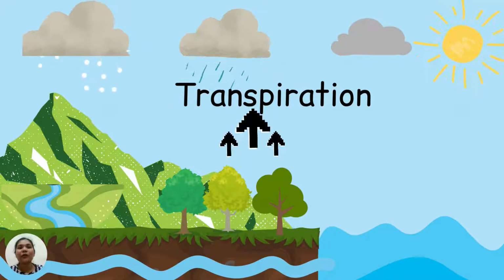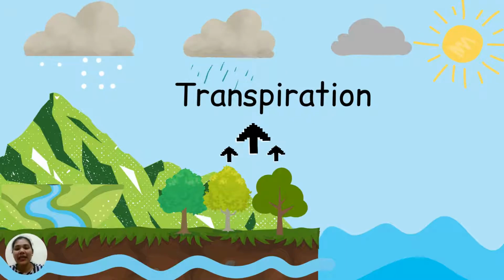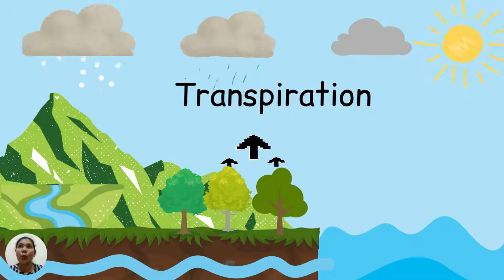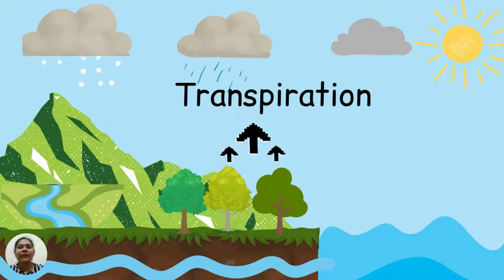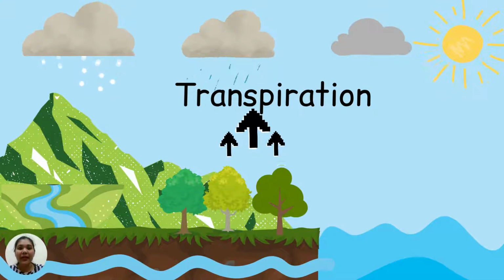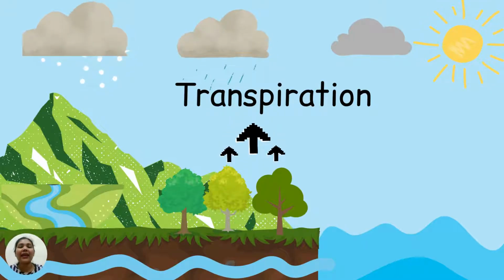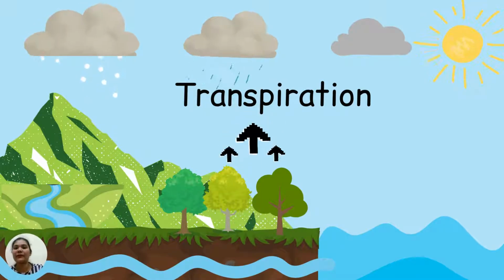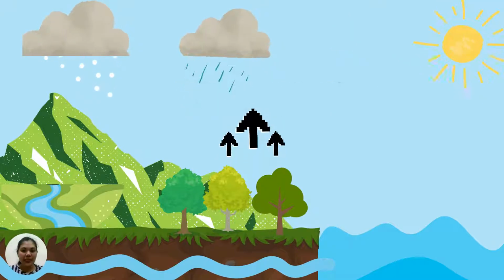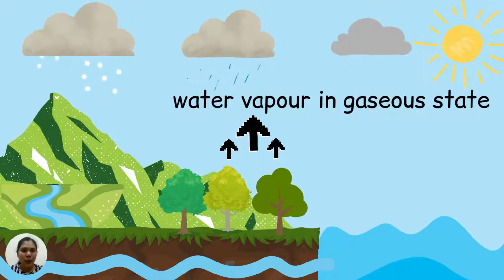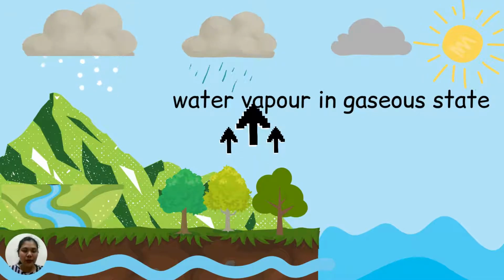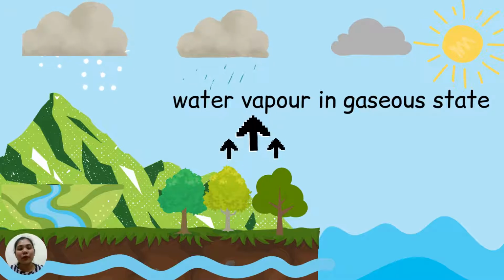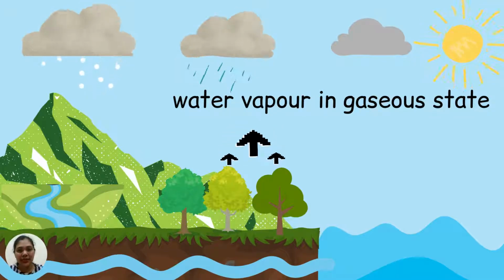There is also another process called transpiration. This is where plants, when they make food, produce water as one of their products. Again, because of the sun, the water vapor rises up into the air and then forms clouds. That is a little mini cycle as well. The water vapor from the trees is also in gaseous state.